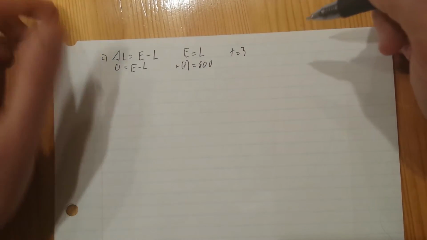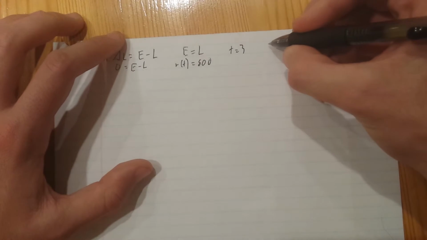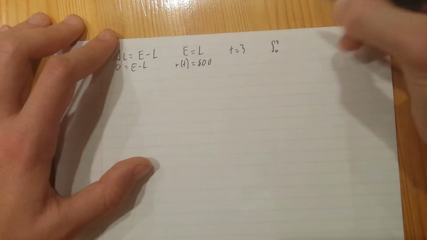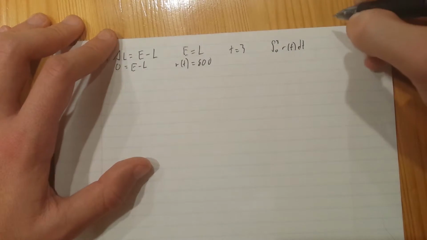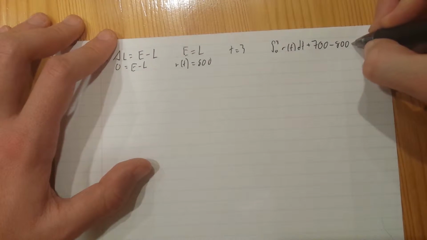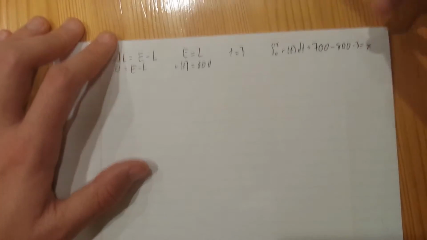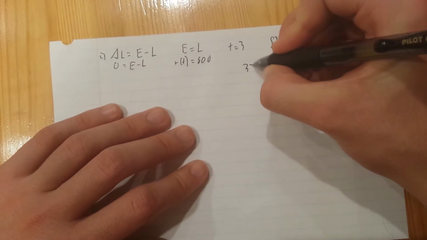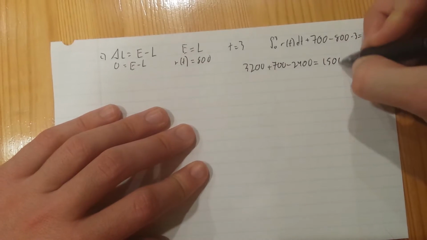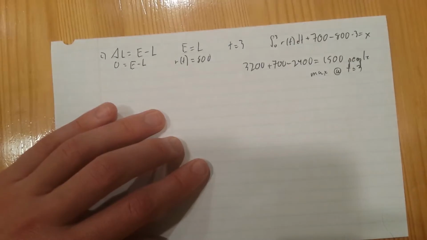Now, to find out exactly how many people are in the line at this time, we have to model the change of the line over time. So between 0 and 3, the total amount of people entering the line is going to be modeled by the integral, where the amount of people entering is R(t), plus the initial 700 people that were already there, minus 800 times 3, because over those 3 hours, each hour 800 people have left the line. It's going to be equal to x. So we already found this in part A, so that's nice. That's 3,200 plus 700 minus 2,400, equal to 1,500 people max at t equals 3. And there's our answer for C.